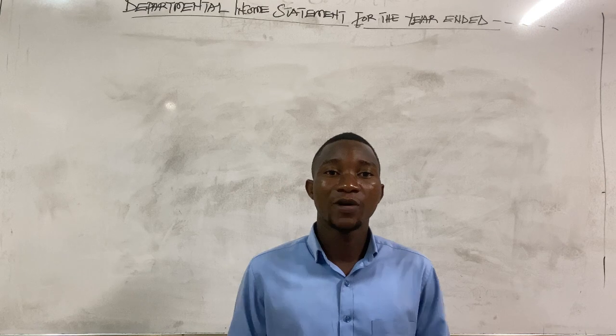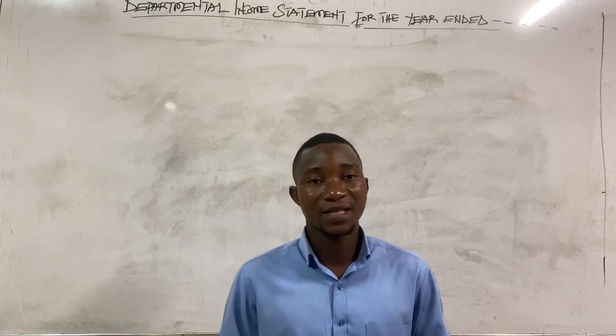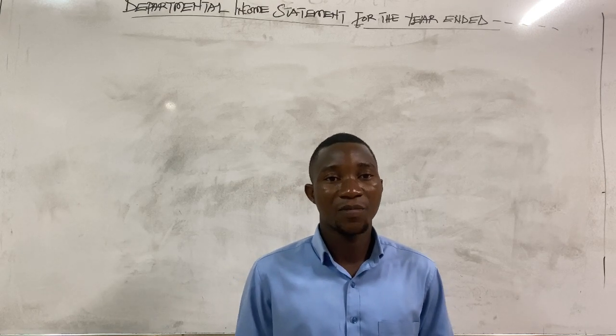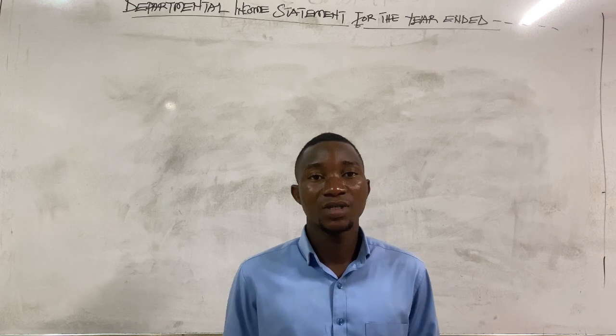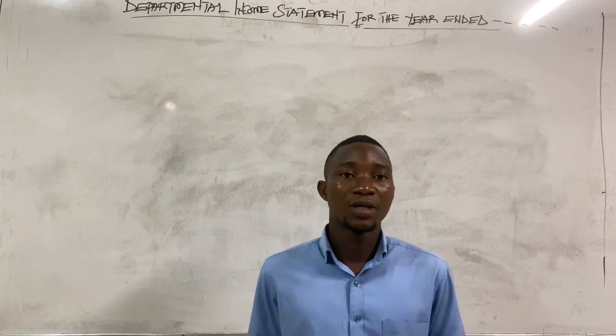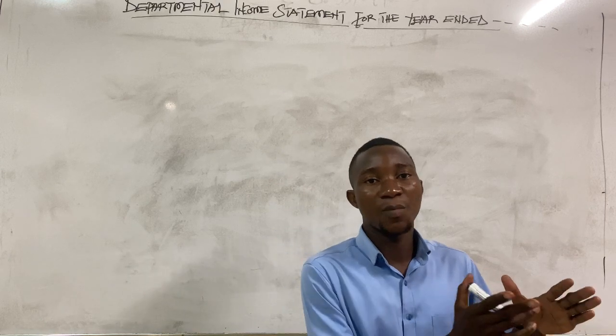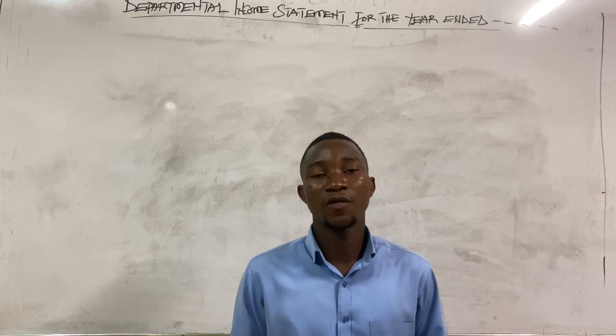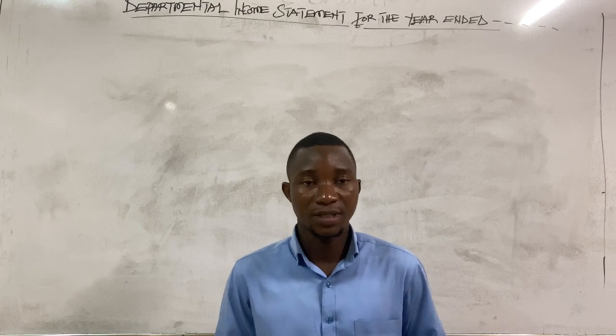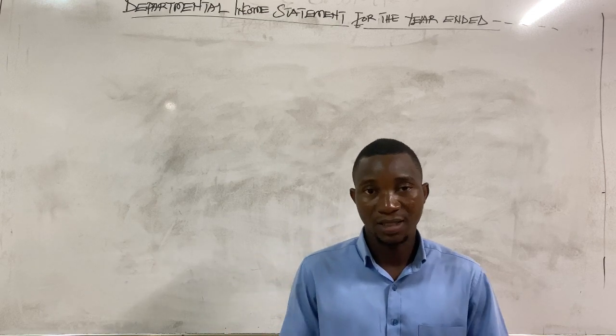So after looking at some of the common expenses and their basis of apportionment, it is your duty to be able to know the trend of this concept so that you'll be able to identify the appropriate basis of apportionment for any common expenses you may meet in a question, okay?